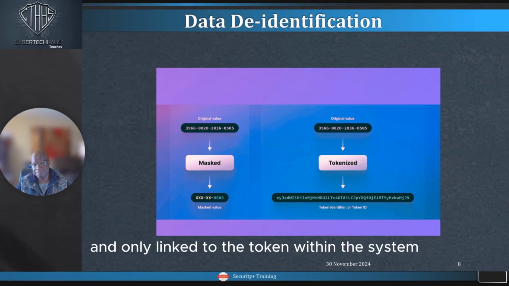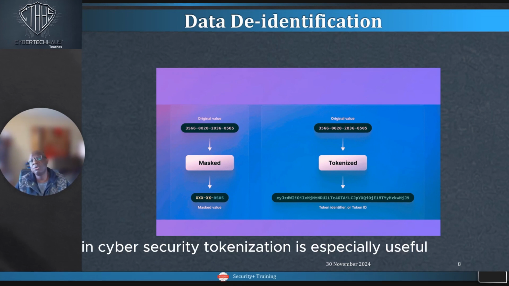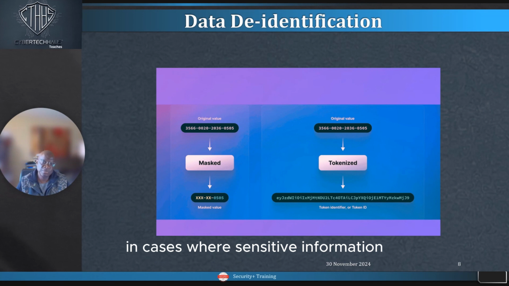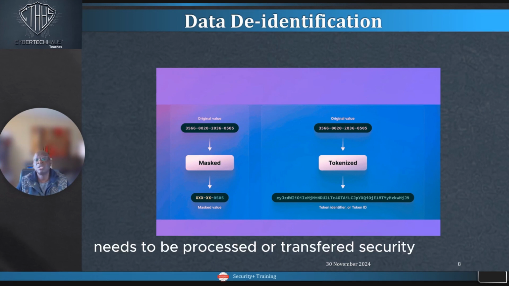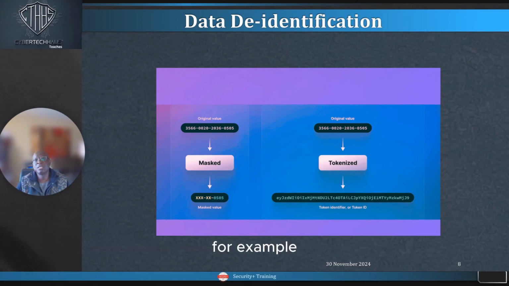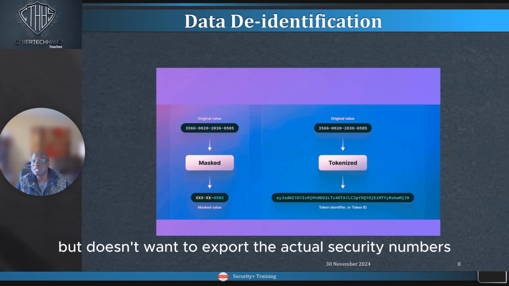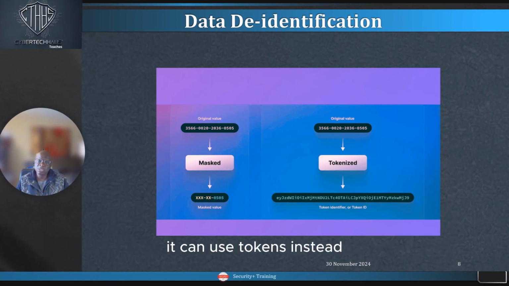In cybersecurity, tokenization is especially useful for de-identifying data in cases where sensitive information needs to be processed or transferred securely. For example, if a company needs to work with customer data but doesn't want to expose the actual social security numbers, it can use tokens instead.